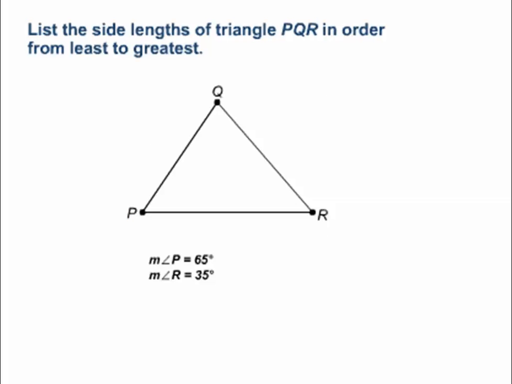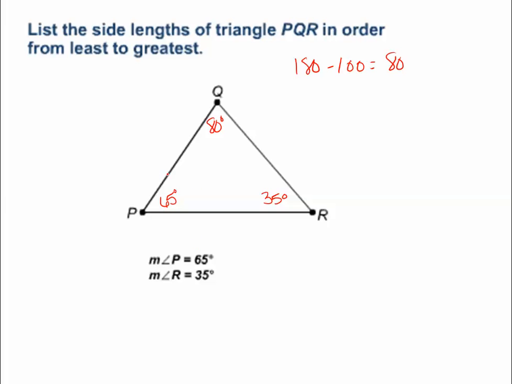Okay, list the side lengths of triangle PQR in order from least to greatest. Angle P is 65 degrees, angle R is 35 degrees. If you add those up together, they're 100. So if I subtract 100 from 180, I get 80, so that means angle Q is 80 degrees.